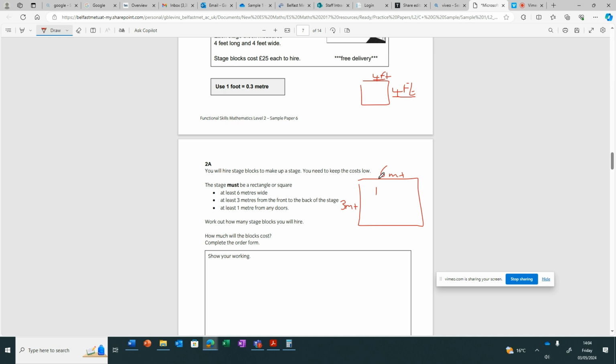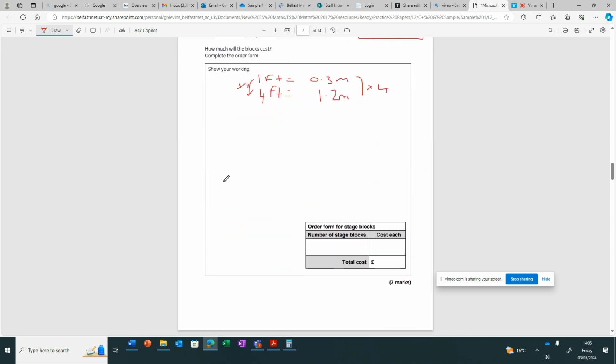Well, lots of ways of doing it. We can take 1 foot equals 0.3 meters. So if I put 4 feet here, that's the size of it. This is getting bigger, it's been times by 4, so I'll times this by 4 as well, and I'll get 1.2 meters. So our blocks are actually 1.2 meters, both sides.